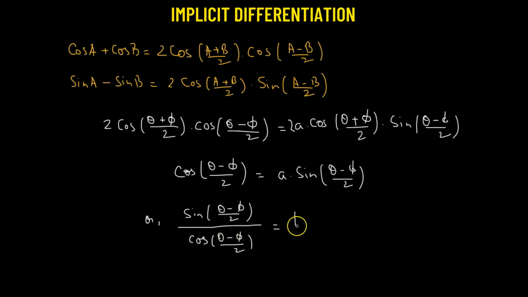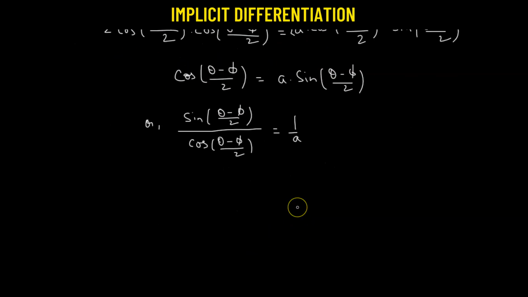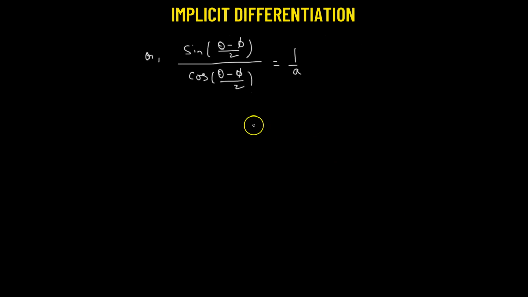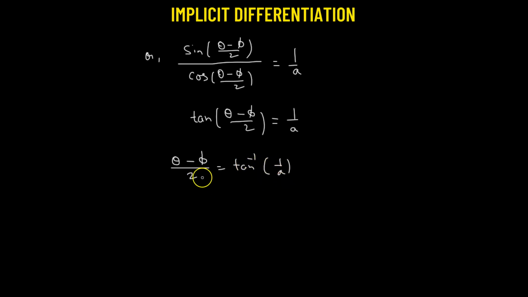So this ratio will be equal to 1 over a. Now we know that sine over cosine is defined as the tangent function. So here we have tangent of (theta minus phi) over 2 equal to 1 over a. Now we'll take the inverse tangent function on both sides, which gives us (theta minus phi) divided by 2 equals tangent inverse of 1 over a. Multiplying by 2 on both sides, we get theta minus phi equals 2 times tangent inverse of 1 over a.